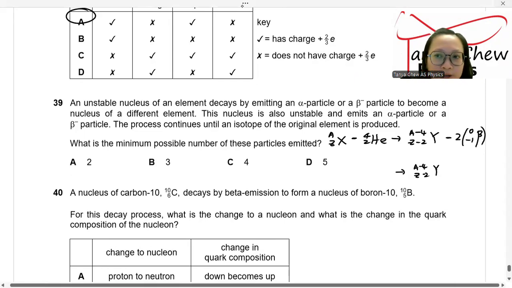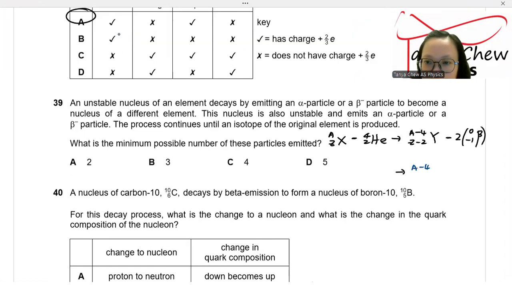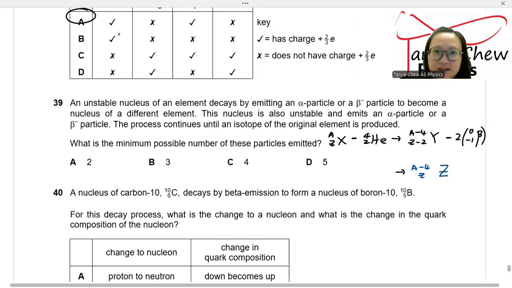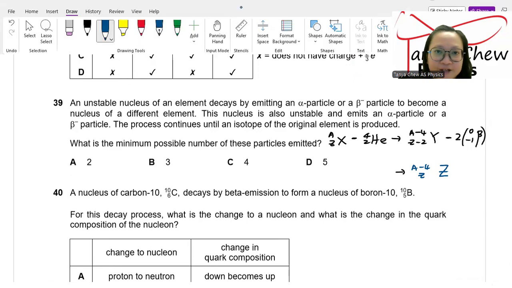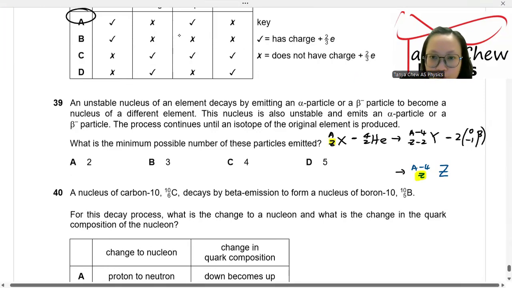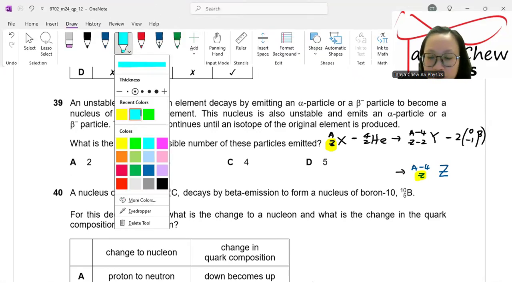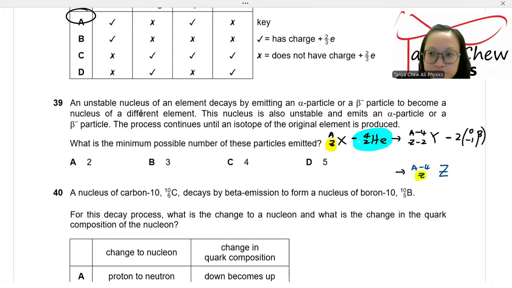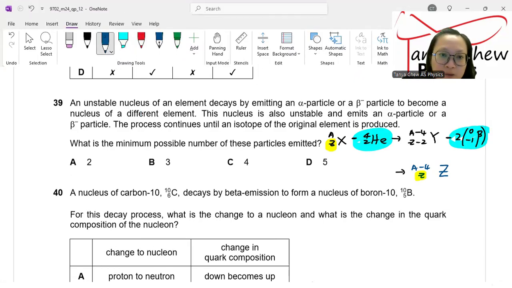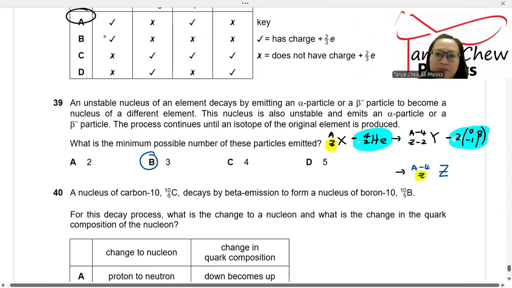So A minus 4 minus 0, I get A minus 4, Z minus 2 plus 2. So I get back the Z. This is Z. Can you see that in order to get back the isotope which shares the same proton number, I need to emit one alpha and two beta. So altogether, minimum three particles to be emitted in order for me to get back the isotope.